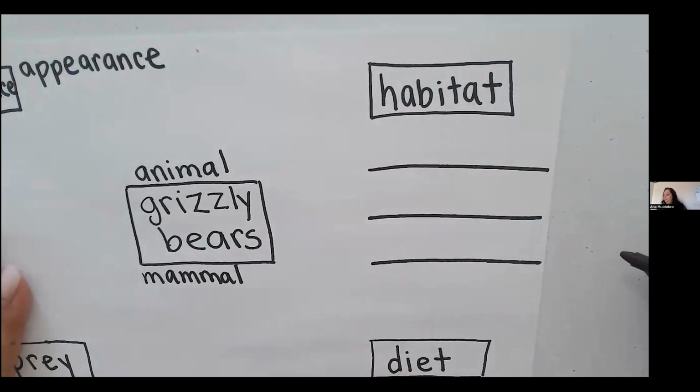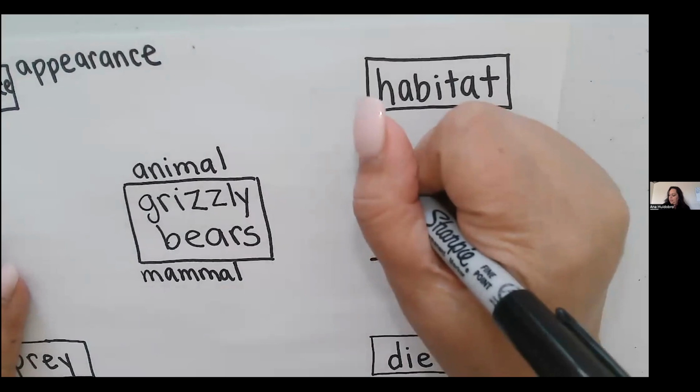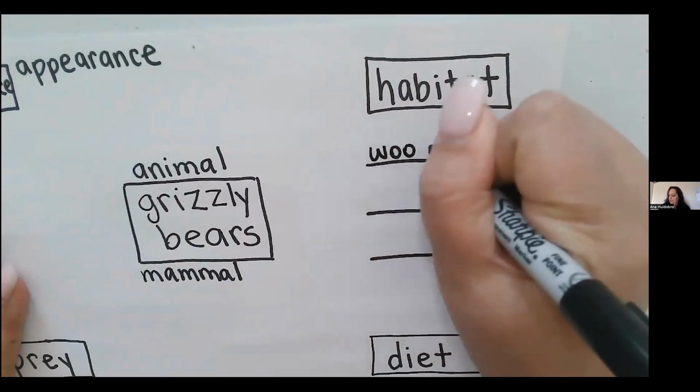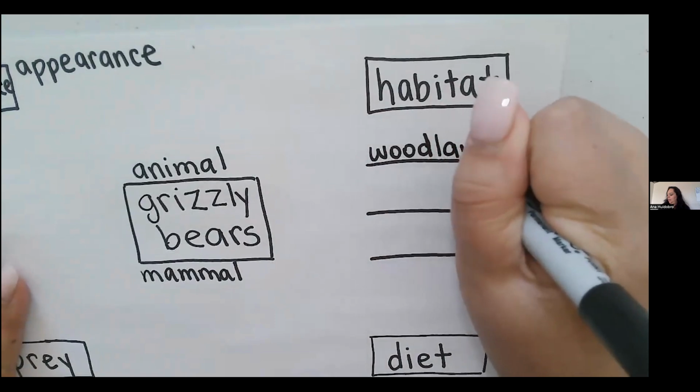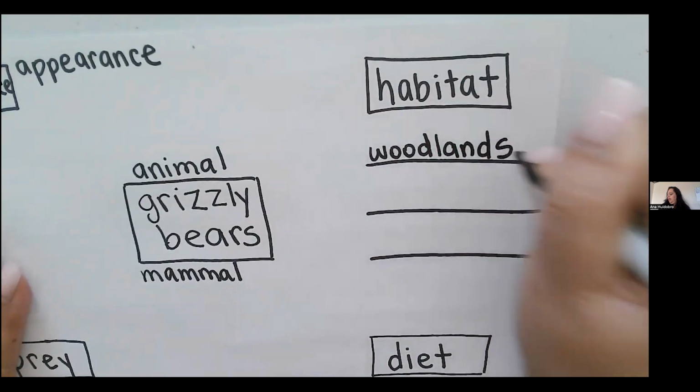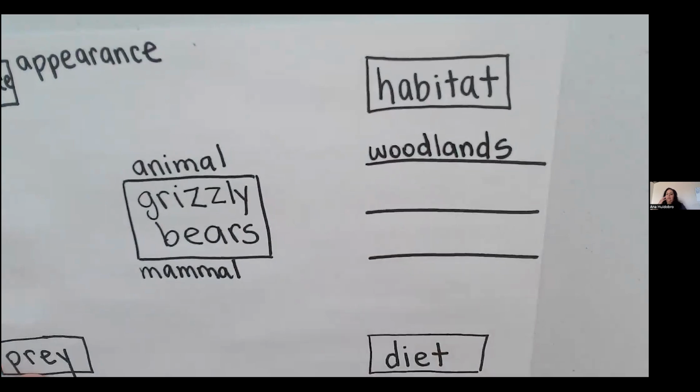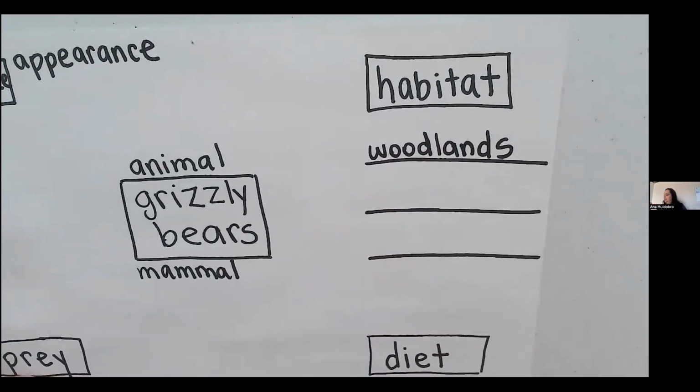So I looked up places where a grizzly bear would live. And the first place I looked up was in the woodlands. Woodlands. And while you copy this down, I'm going to let you pause and not just copy it, but what do you think woodlands means? Look at the word woodlands. What type of area would a woodland be in your mind?